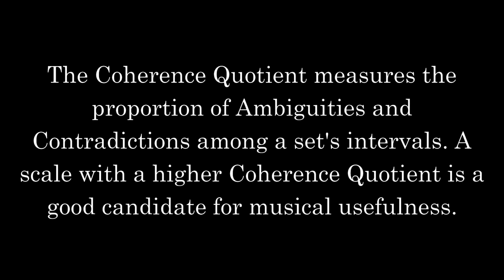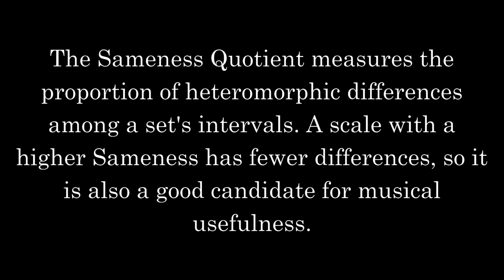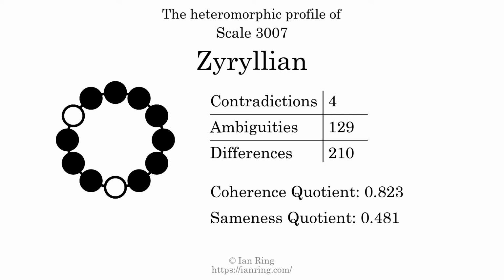The coherence quotient measures the proportion of ambiguities and contradictions among a set's intervals. A scale with a higher coherence quotient is a good candidate for musical usefulness. The coherence quotient is 0.823. The sameness quotient measures the proportion of heteromorphic differences among a set's intervals. A scale with a higher sameness has fewer differences, so it is also a good candidate for musical usefulness. The sameness quotient is 0.481.